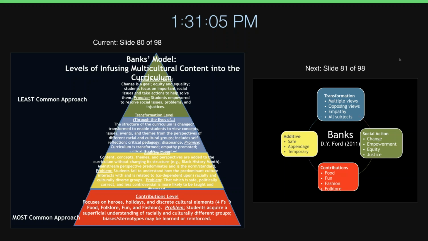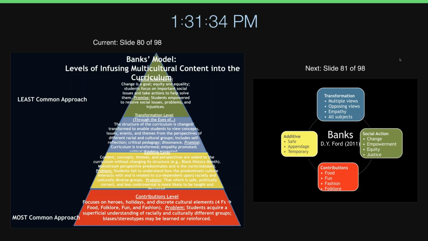Next, and still problematic, is what we call the additive approach or level. And the words that I want you to think about to remember this are safe, appendage, and temporary. Oh, one other word, I'm sorry. One word I also want to say is one-sided, one perspective. All right, those will be the 4 words.